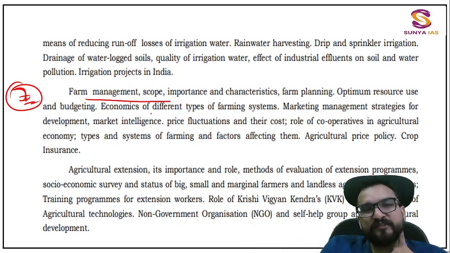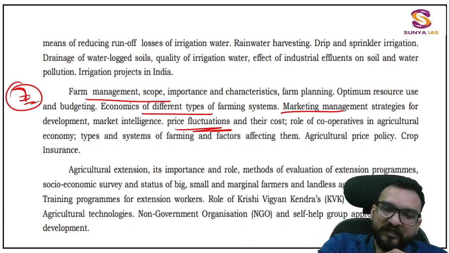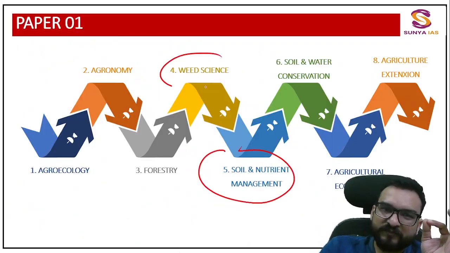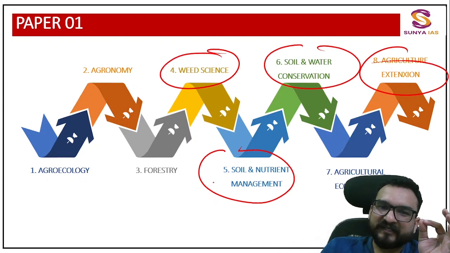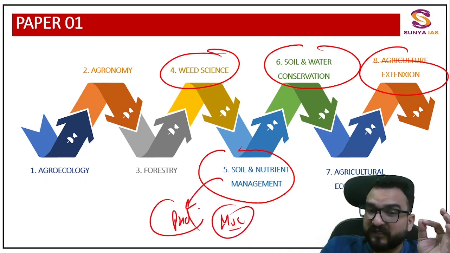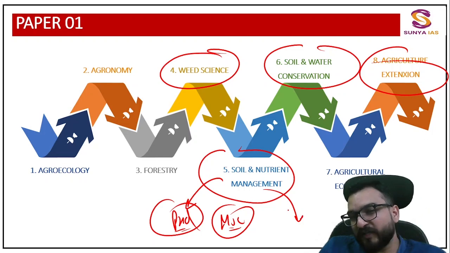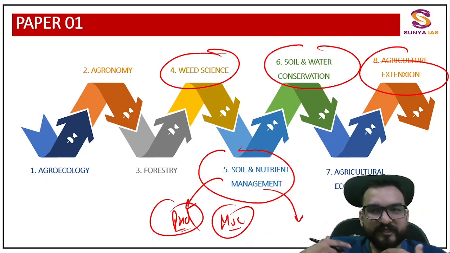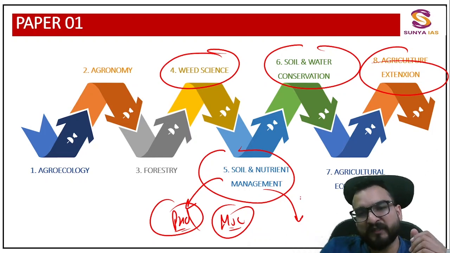Here we will be understanding management, economics of different types, and marketing management. Keep one thing in mind, guys: in all these aspects, PhD happens. In soil science we do PhD and MSc. But for UPSC, do we have to go this deep? No need. I have had students in previous batches who were doing PhD from IARI.